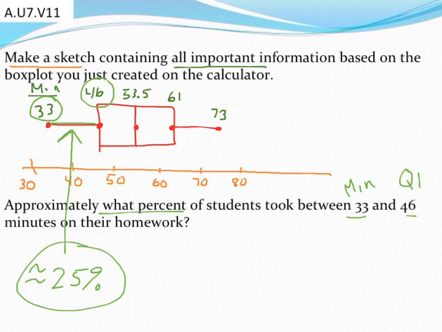about 25%. The same would be true for any of those sections in your box and whisker plot. Any of those sections, if we were given those values, would have those students taking about, or would represent about, 25% of your group.